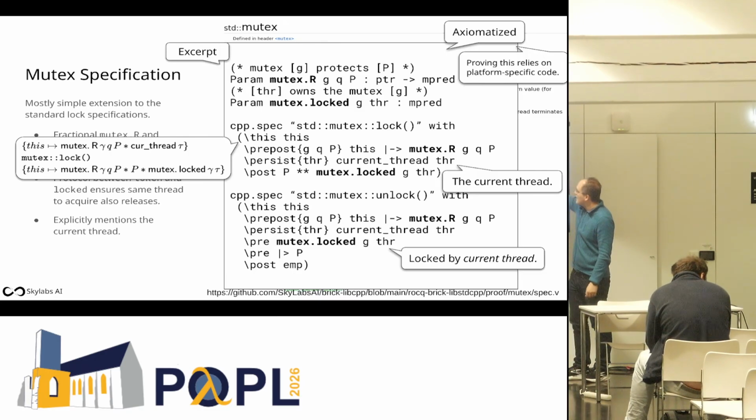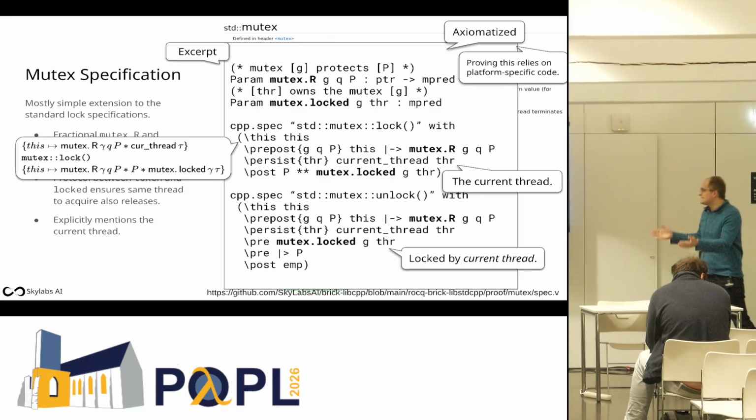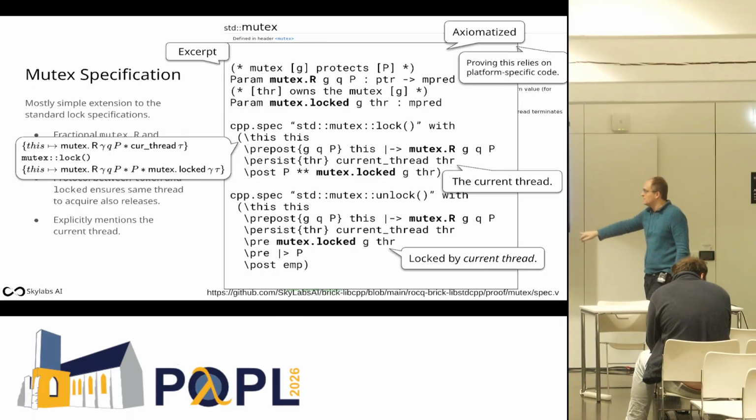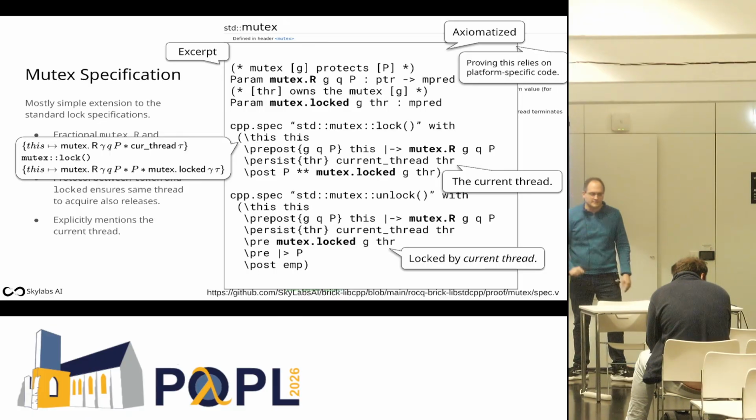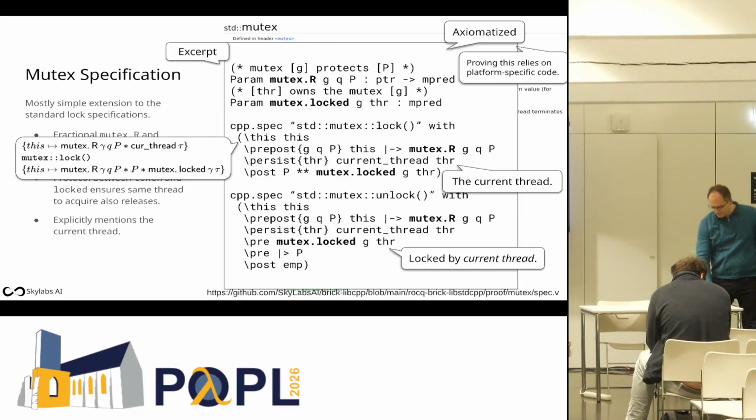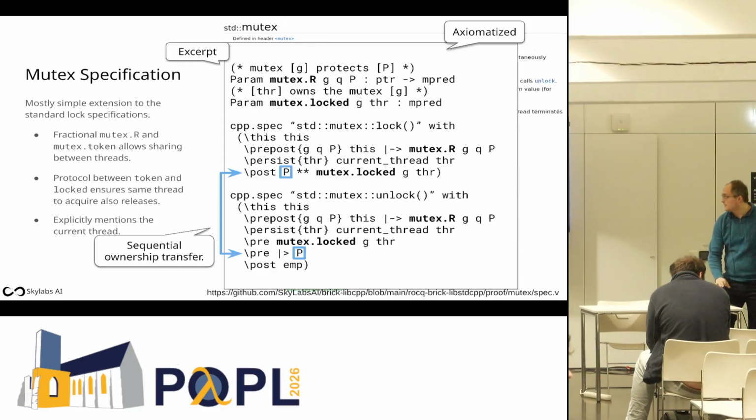And so when you acquire the mutex on a particular thread, you take the current thread and you use it here. And then when you unlock, you're required to be unlocking from the same thread that you're on. Okay? So you can technically pass the mutex.locked token to another thread, but they won't be able to call unlock because their thread ID will be different than your thread ID. Sorry. All right. Maybe I've lost people.